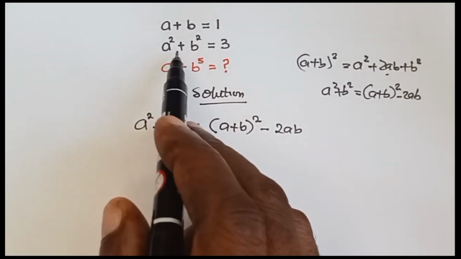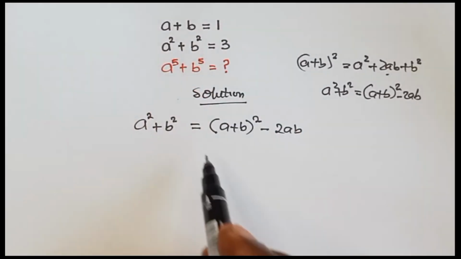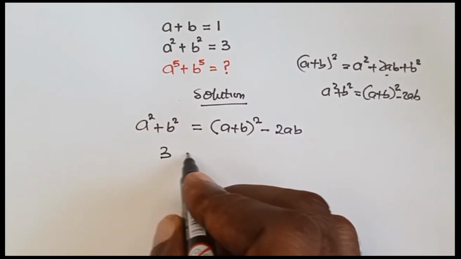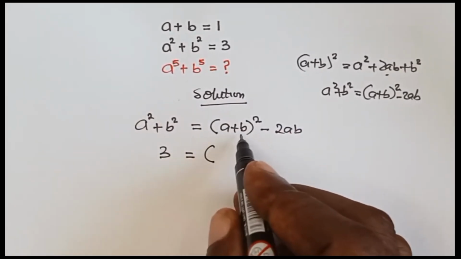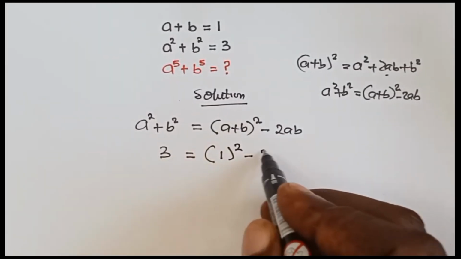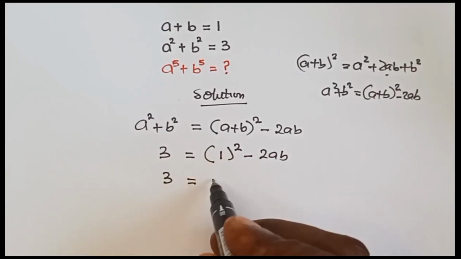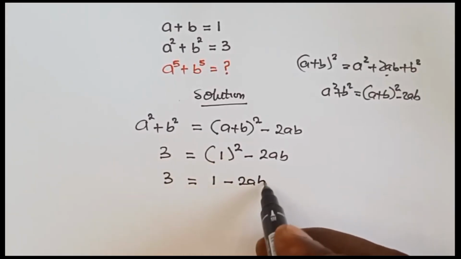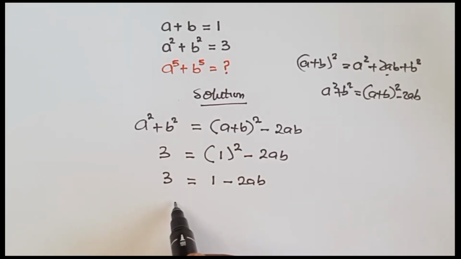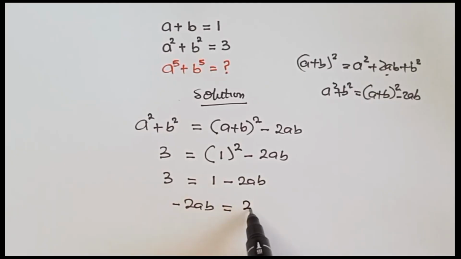And then you know that our a squared plus b squared is 3, while our a plus b is 1. So I'm going to write 3 here, equals to, what is our a plus b? A plus b is 1, so we have 1 squared minus 2ab. Okay, this is 3 equals 1 minus 2ab. By the time we move this to this side, we have minus 2ab equals 3 minus 1, which will give us 2.